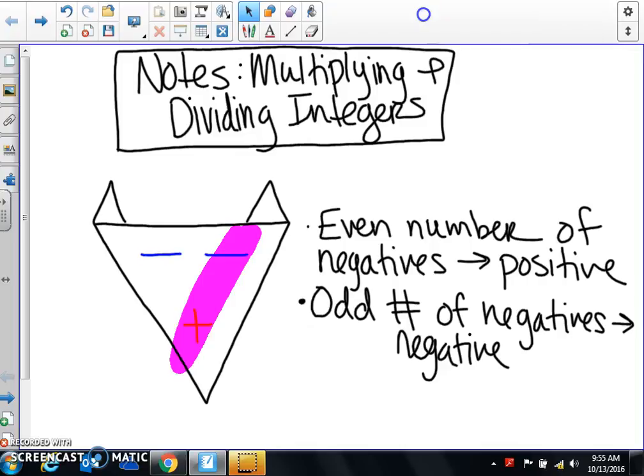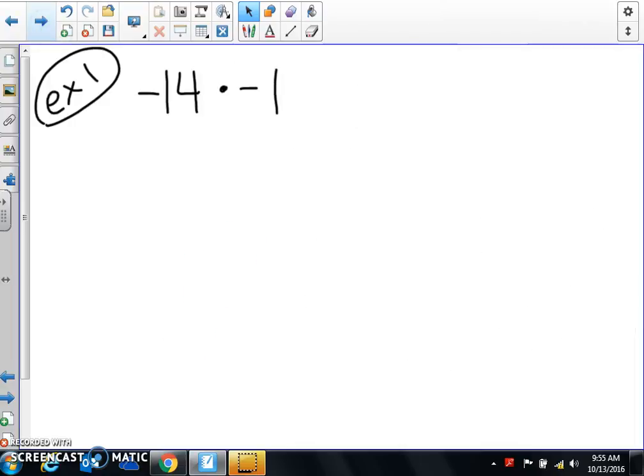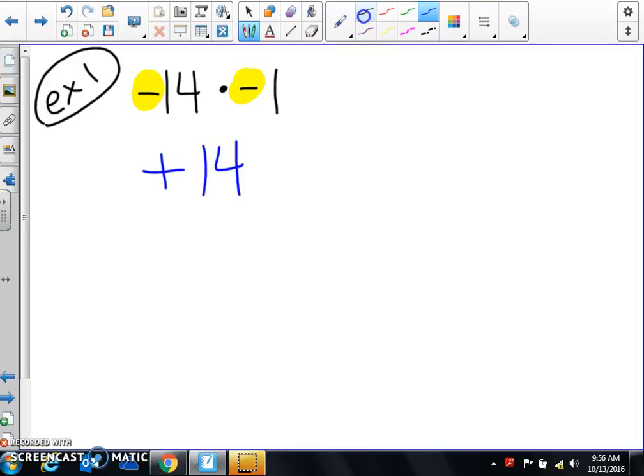So let's go ahead and start with some of these. The first thing I do is I count my negatives, okay? So I've got 1, 2 negatives. 2 is an even number, therefore I know my entire product is going to be positive. Now that's 14 times 1. 14 times 1 is 14. So it's a positive 14, therefore I would just write 14.